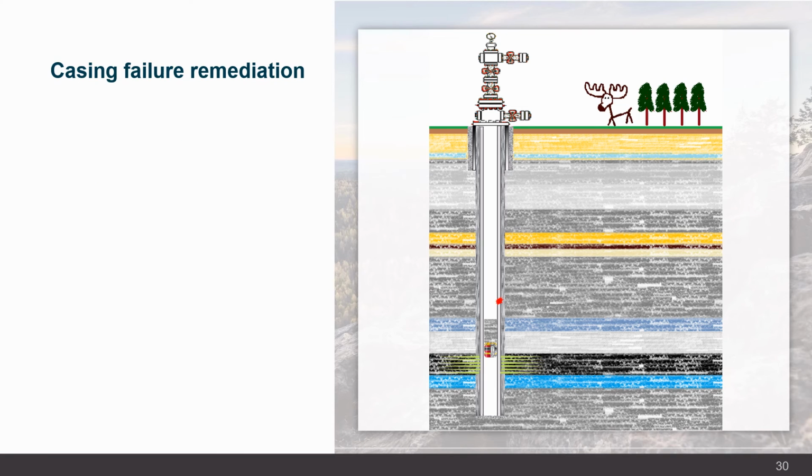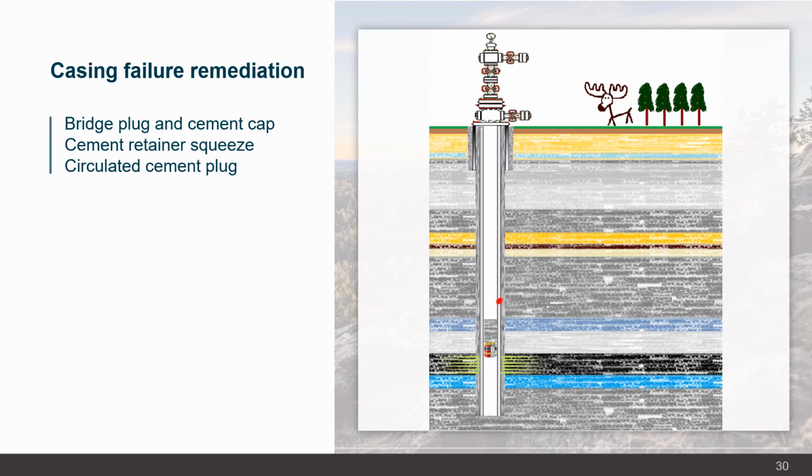When remediating a well with a casing failure, permit holders have a variety of techniques at their disposal. Depending on the characteristics of the failure, including whether a repair or simply isolation is required, permit holders can choose to use a bridge plug and cement cap, a cement retainer squeeze, or a circulated cement plug. In the example shown here, the permit holder has elected to isolate the casing failure by placing a bridge plug and cement cap just above the location of the casing failure.